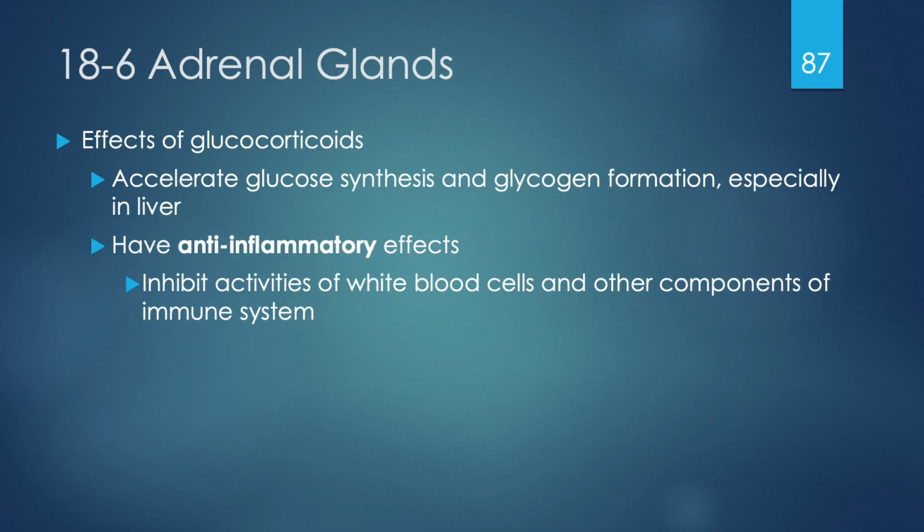Glucocorticoids are responsible for increasing the speed at which we synthesize glucose and form glycogen, particularly in our hepatocytes or liver. These glucocorticoids have an anti-inflammatory effect. An anti-inflammatory effect is really just inhibiting the activities of white blood cells, because that is what's responsible for our inflammatory response. So it both inhibits the activities of white blood cells and also helps to address other components of the immune system to dial it back a bit.